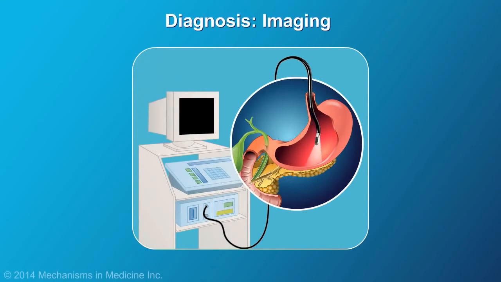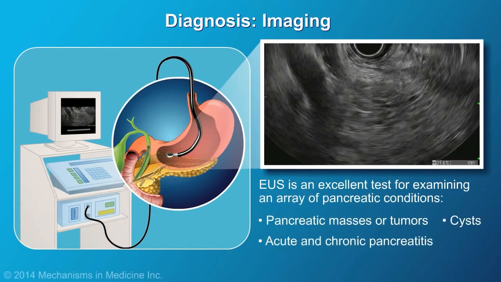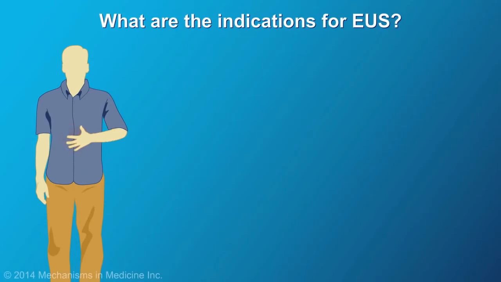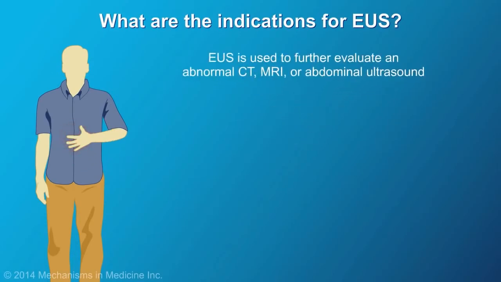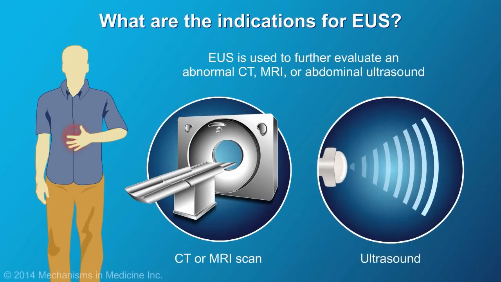EUS is an excellent test for examining an array of pancreatic conditions that include pancreatic masses or tumors, cysts, acute and chronic pancreatitis, and autoimmune pancreatitis. Most commonly, EUS is used to further evaluate an abnormal computerized tomography or CT scan, magnetic resonance imaging or MRI scan, or abdominal ultrasound.